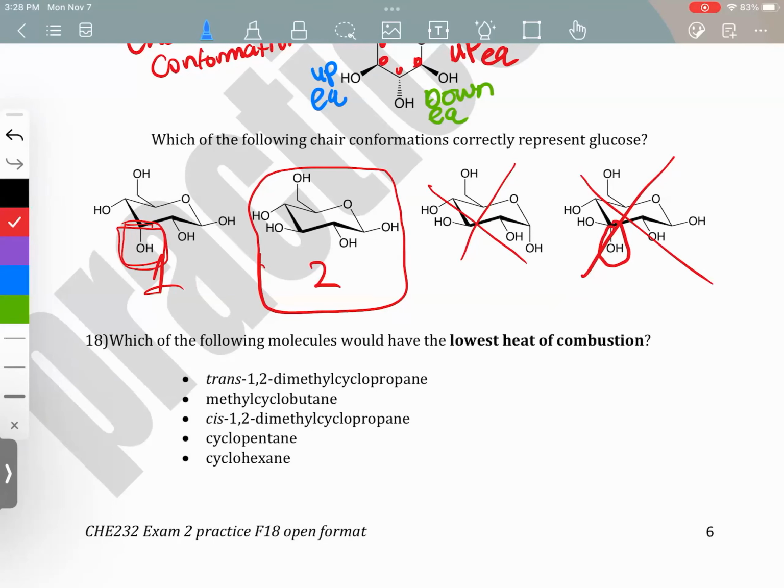And then just to make sure, you said the wedge is up usually and the down is the dash. Right. Wedge means it's coming towards you, so it's up, and then the dash means it's going away from you, so it's down. Okay.